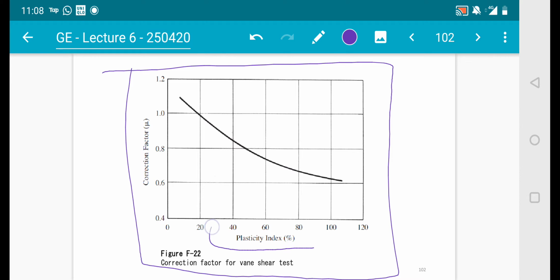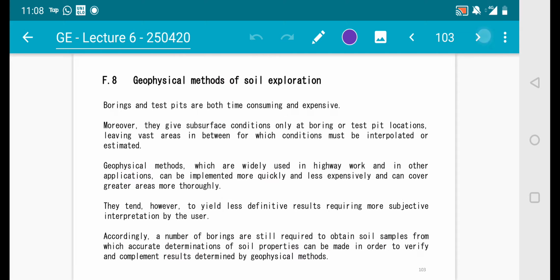You have to take the sample for laboratory testing, and you find the plasticity index using the method that you used earlier, and you then correspond to the correction factor, which is denoted by mu. Okay, that was on the vane test. So we've looked into three types of testing. The first was on the standard penetration test, and then we followed by the cone penetration test, and lastly was on the vane shear test.